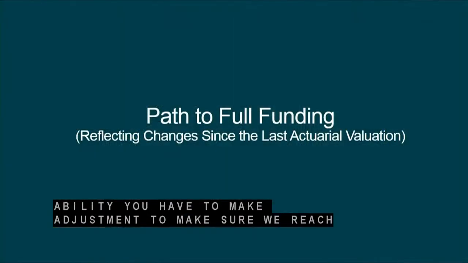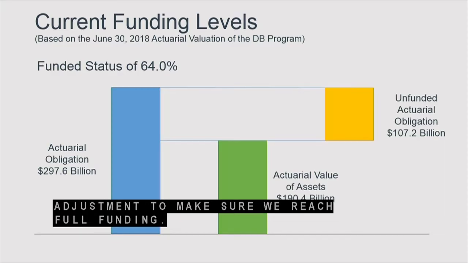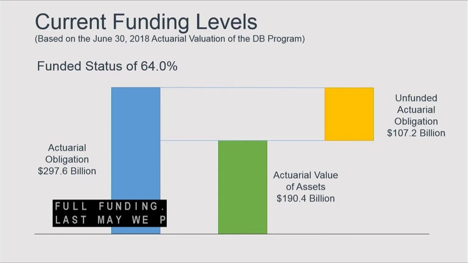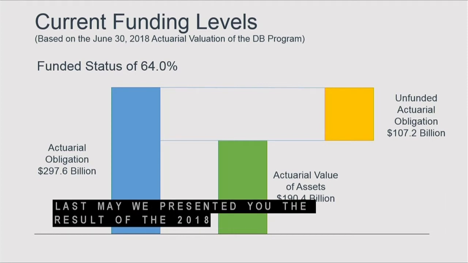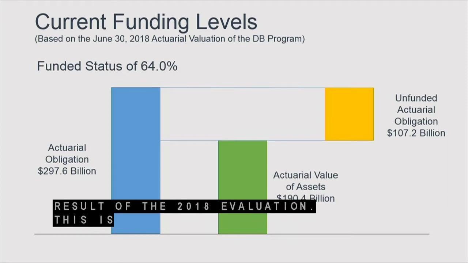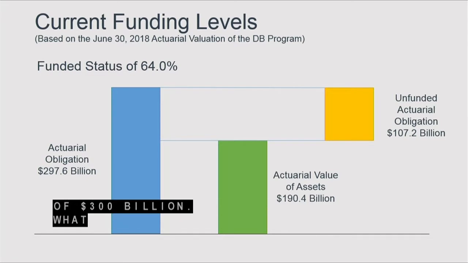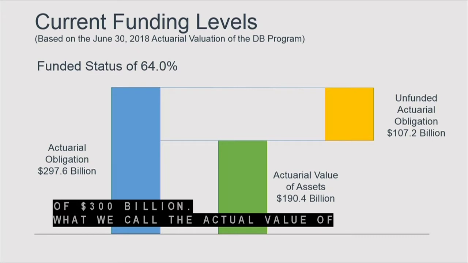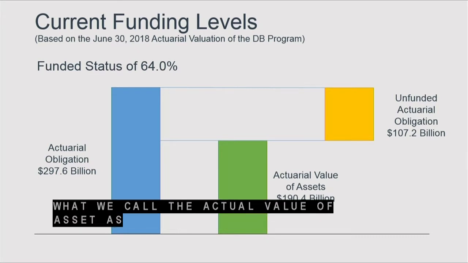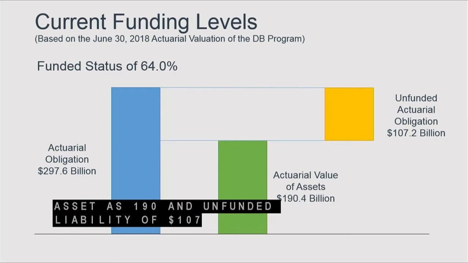Now, last May we came in front of you and presented the result of the June 30th, 2018 valuation. This is just a little summary of what we showed you. Our total liabilities, our actual obligations, were just shy of $300 billion. What we call the actuarial value of assets was about 190. And that came out to a total unfunded actuarial obligation, often called the unfunded liability, of about $107 billion, and a funded status of 64%. That was what we presented to you in May.